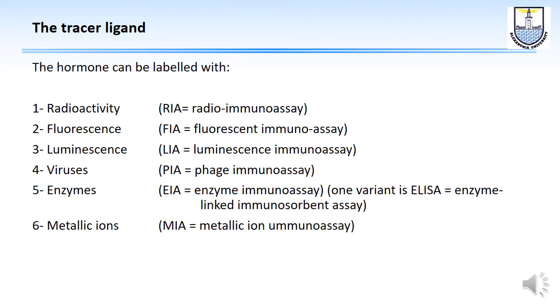You can even label it with an enzyme. So you have the enzyme immunoassay. One variant of it is what we call the ELISA, enzyme-linked immunosorbent assay. And even the metallic ions, which change color when they are bound to the hormone, like the pregnancy test, for example, which is done on a slide. So these are the methods for measuring the hormones in the blood, in the saliva, or even the urine.